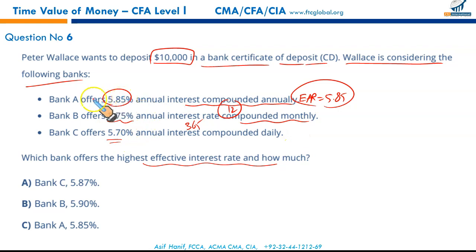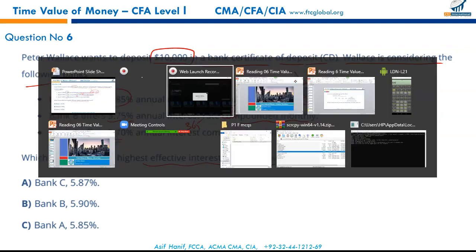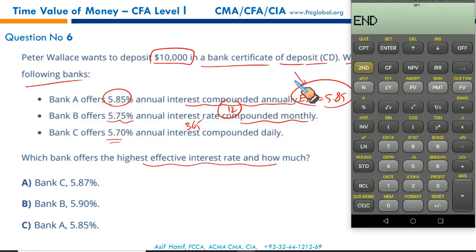So we don't need to calculate for Bank A, it's already there. For Bank B and C, we'll do it. Effective interest rate can be calculated using your calculators. Second, quit. Use second ICONF, that is interest rate conversion. First is 5.75, nominal rate is 5.75. Enter, up arrow key. Frequency of compounding is 12. Enter, up arrow key and then press CPT. So it means the effective annual rate for Bank B is 5.90.